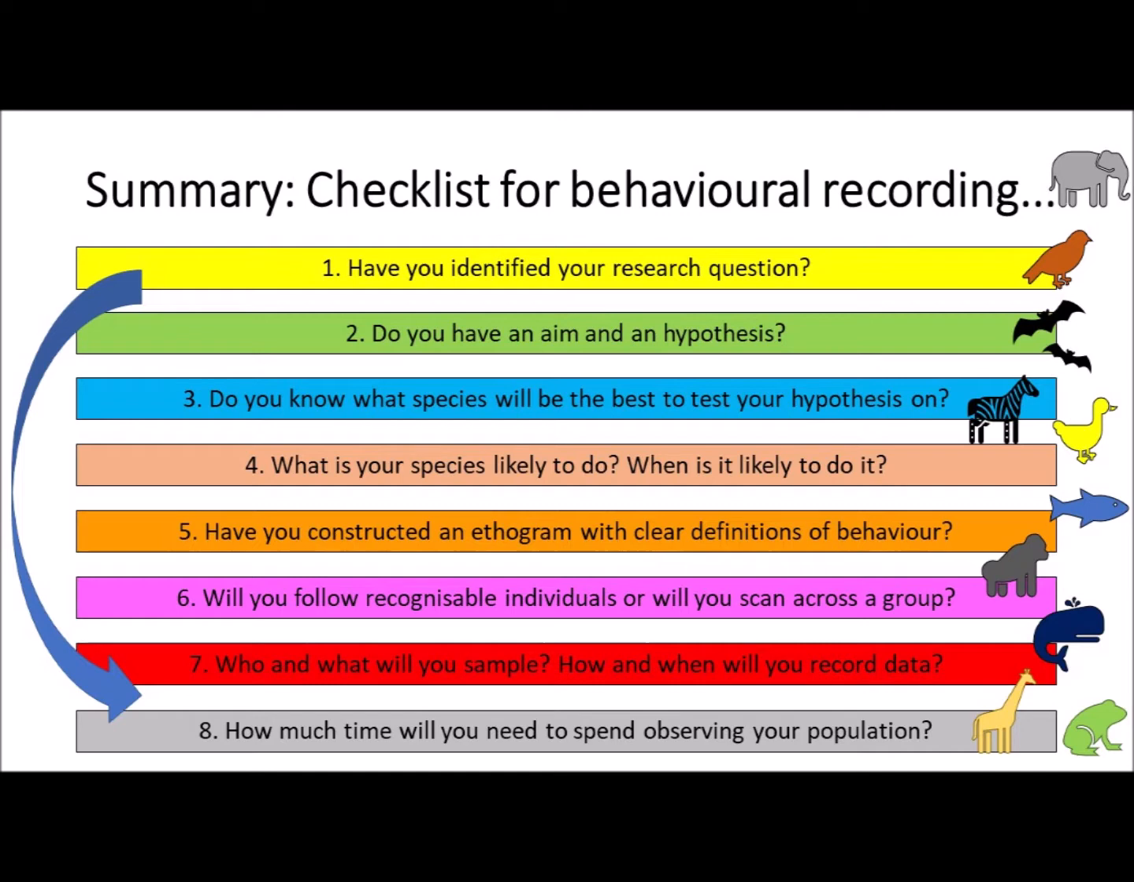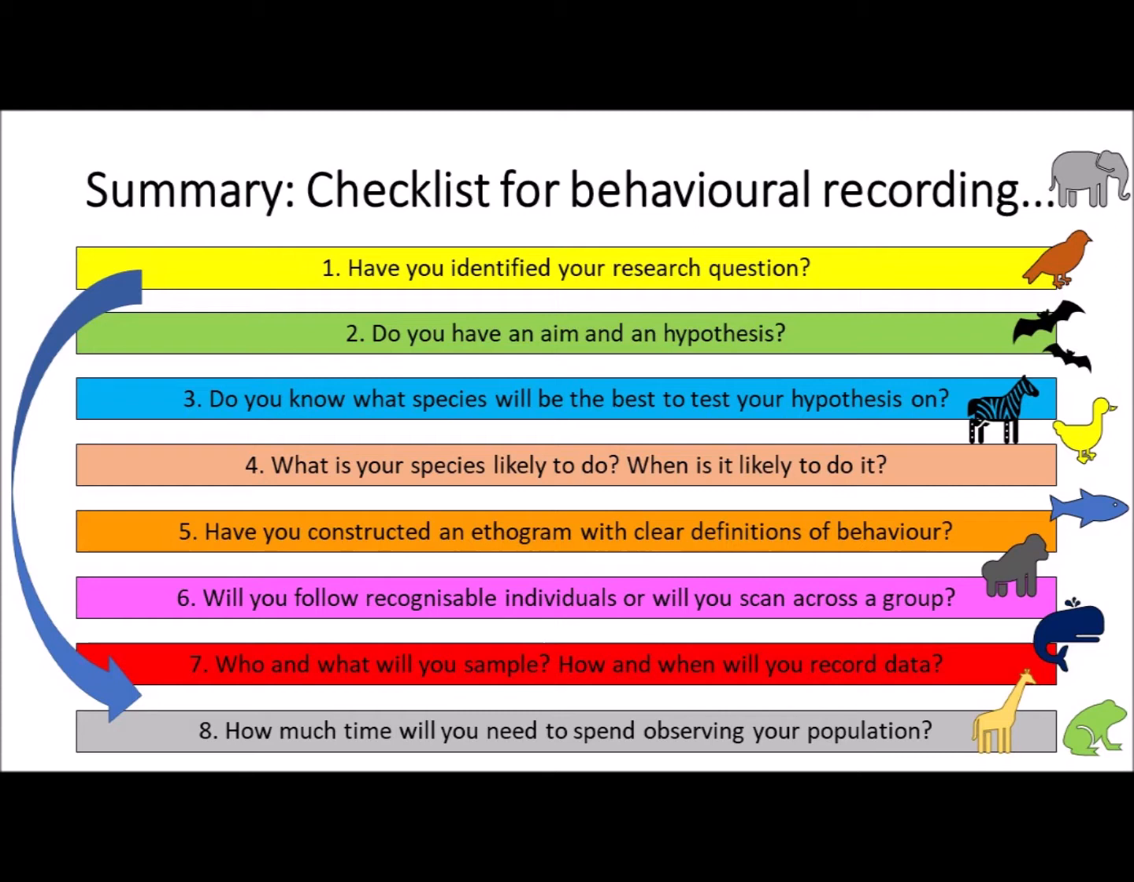What is your species likely to do and when is it likely to do it? Base your observations, your data collection period, around the activity pattern of your species. Be sure to have constructed an ethogram with clear definitions and descriptions of the behaviours that you're likely to see. And can you follow recognisable individuals? Can you do focal follows? Or will you have to scan across the entire group? That will dictate who and what you will sample, as well as how and when you will record data.